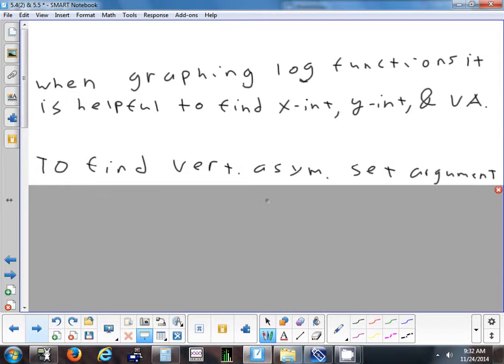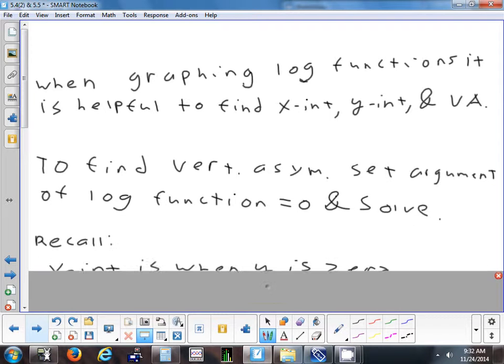When we have to graph a log function, it's helpful to find the intercepts and where the vertical asymptote would be. Now remember, logarithms only go in one direction, so you might not have a y-intercept. It's possible it doesn't cross the y-axis, but it will always cross the x-axis, because the range goes up and down forever. So we learned that if something's continuous and it goes from negative to positive forever, it's got to go through 0 somewhere. So it'll always have an x-intercept.